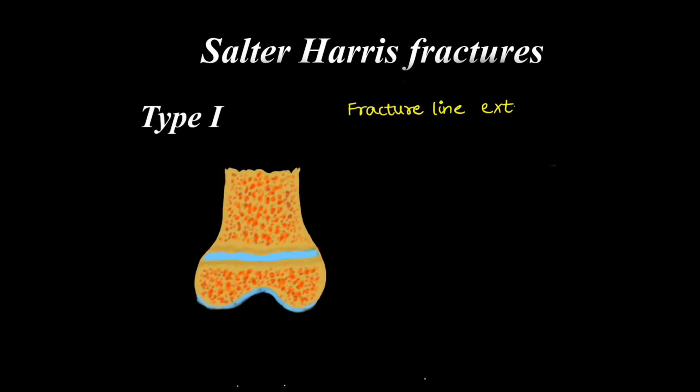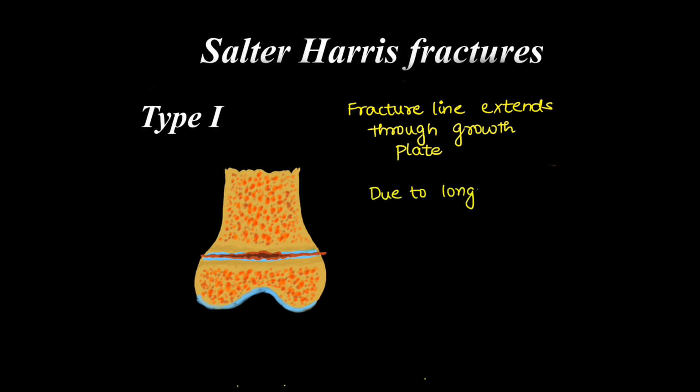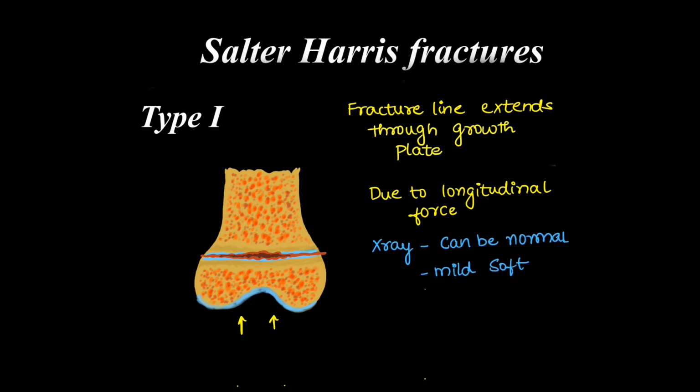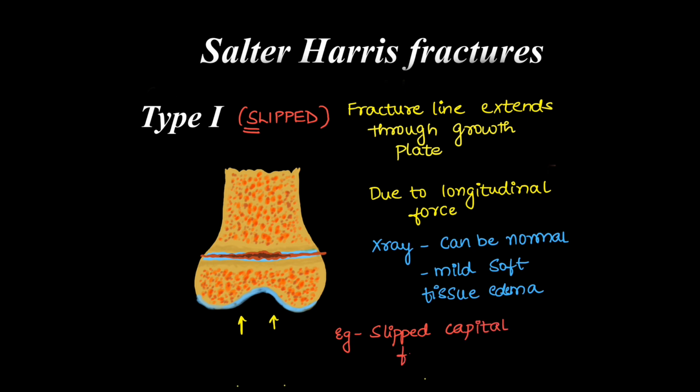Type 1 Salter-Harris classification, in which the fracture extends directly through the growth plate, resulting in separation of epiphysis from metaphysis, like this. This may occur due to longitudinal force of injury. On X-ray it can show normal or it can show mild soft tissue edema. The fracture is not apparent on X-ray. So remember this as slipped, and remember S. Example for this is slipped capital femoral epiphysis fractures.